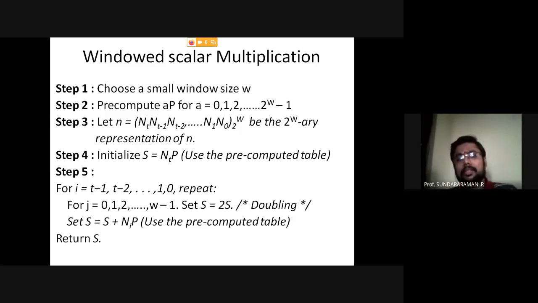And since this is one of the very important processes, a lot of optimization techniques are being applied in designing a suitable scalar multiplication architecture, and based on that, a lot of improvements have been brought to the scalar multiplication process. One such algorithm is windowed scalar multiplication.